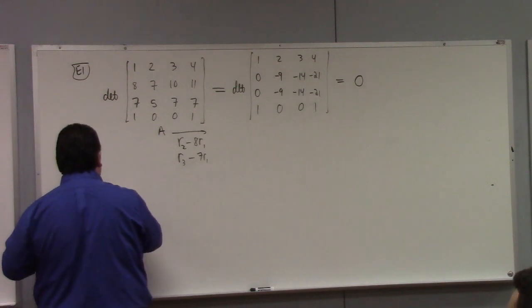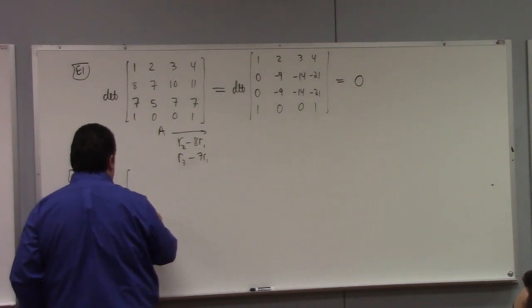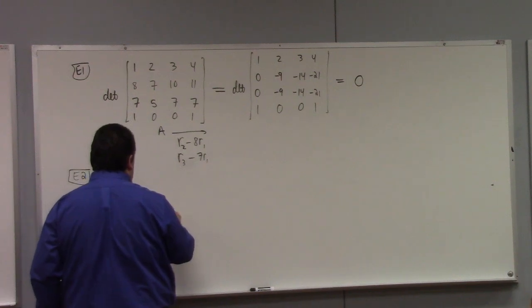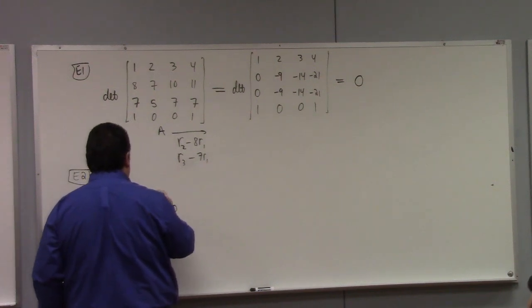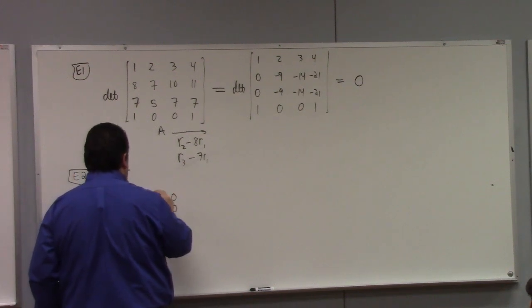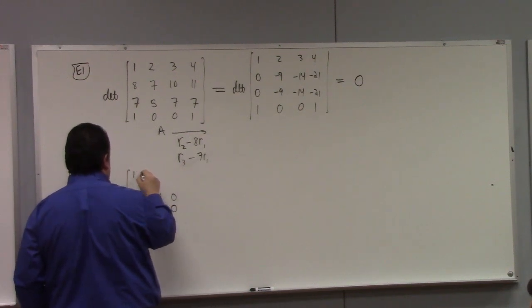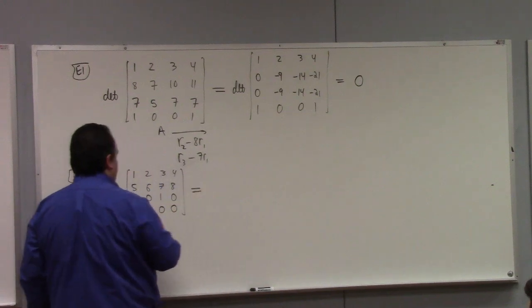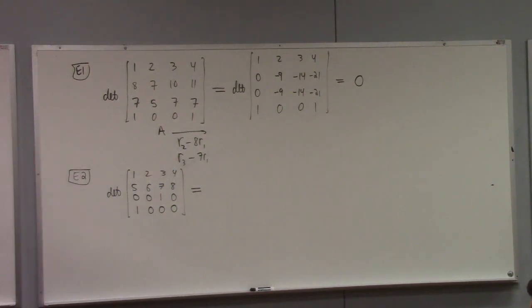What if we have the determinant of 1, 0, 0, 0, and then 0, 0, 1, 0, and then 1, 2, 3, 4, 5, 6, 7, 8. How would you go about calculating that determinant?